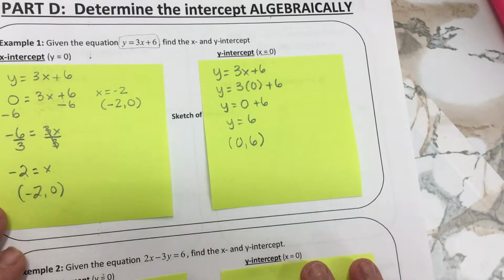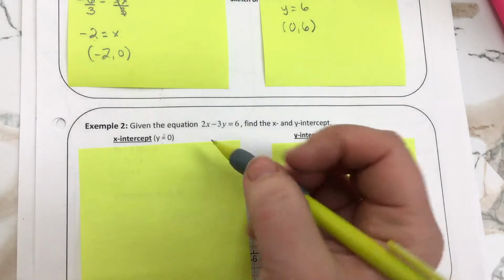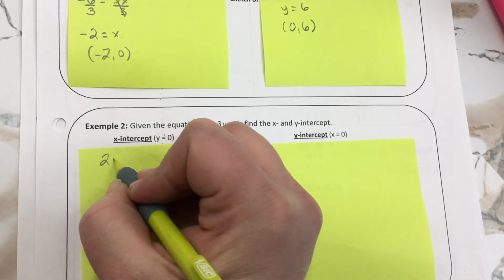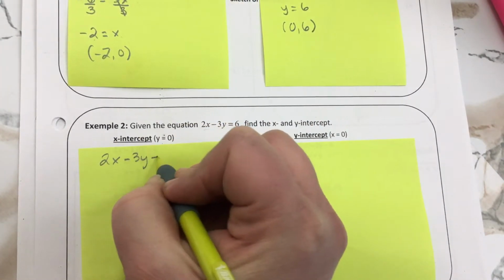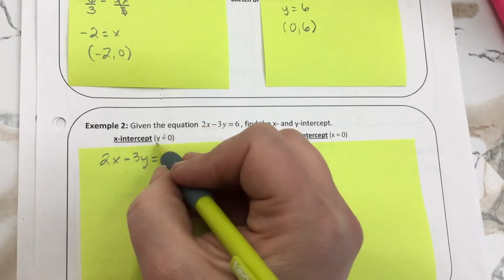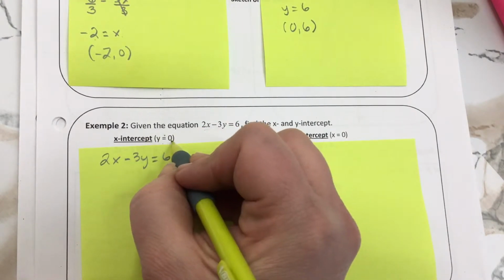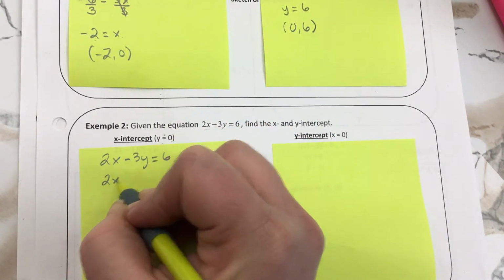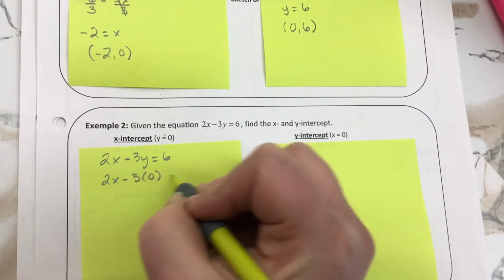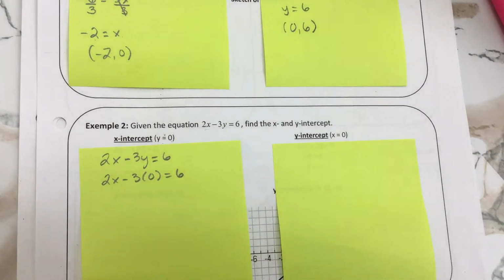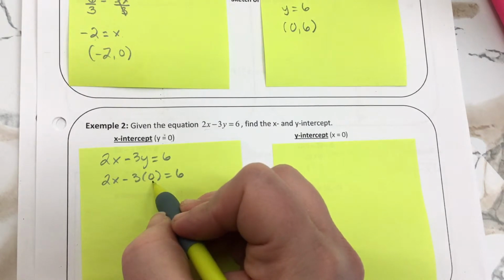Just getting my Post-its. All right, so let's get this one here. So this is the equation: 2x minus 3y is equal to 6. So for the x-intercept is when y equals 0. So 2x minus 3 times 0 is equal to 6. I just replaced the y by 0.